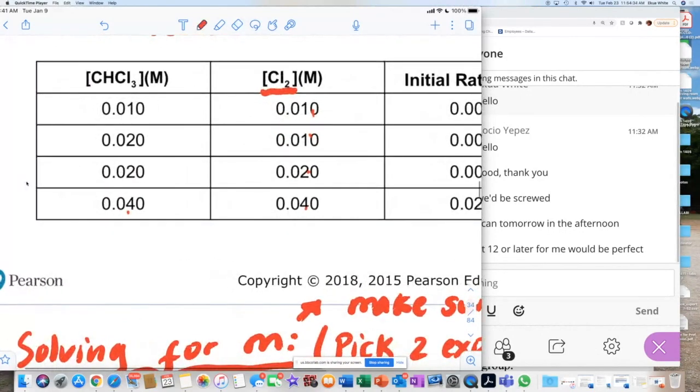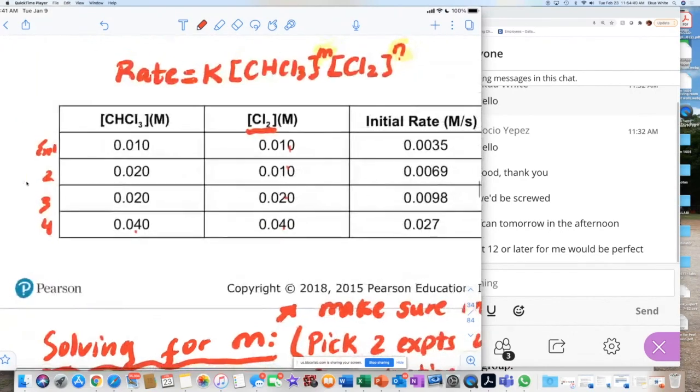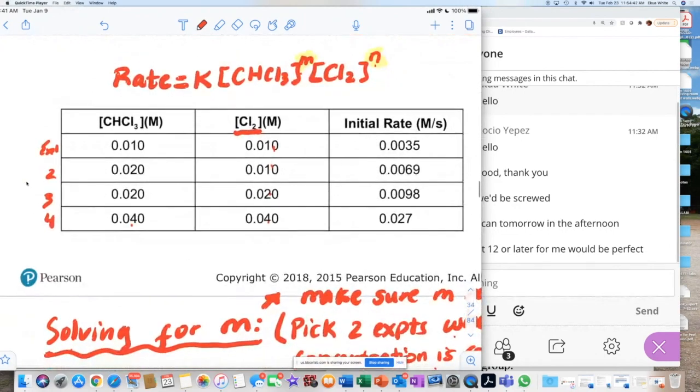Let me label these very simple. Experiment one, two, three, four. The overall order is the sum of the exponents. What experiments do you all think I should pick where the concentration of CO2 is the same? The exponents. Okay, so we're looking at this right here, what we call the order of reaction. In other words, overall order of reaction is just M plus N. You're reading the experiments across, right?